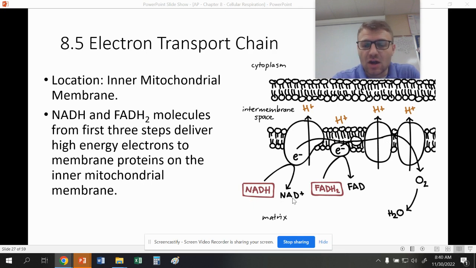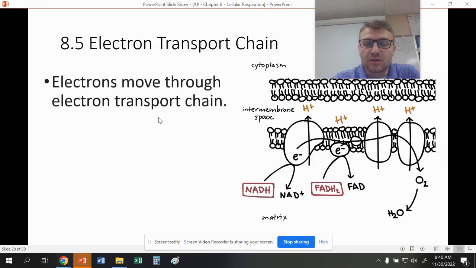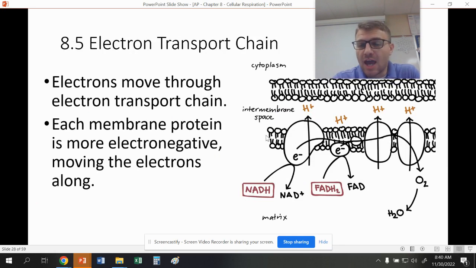So you can see NADH oxidizing, FADH2 oxidizing, and dropping off those electrons to these electron transport chain proteins. What's going to happen is these electrons are going to flow through those proteins, and they're going to do the same exact thing that they did in the electron transport chain for photosynthesis. They are going to use that energy to force more hydrogen ions into this intermembrane space.